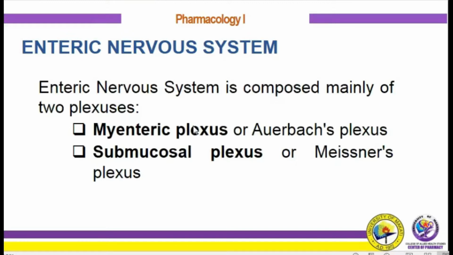So the principal components of the enteric nervous system are two networks or plexuses of neurons, and both of them are embedded in the wall of the digestive system and extend from the esophagus to the anus. The first network is the mesenteric plexus, which is also called Auerbach's plexus, and the second one is the submucosal plexus, also known as Meissner's plexus.